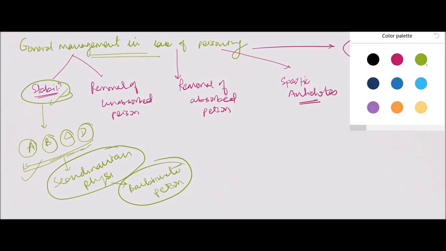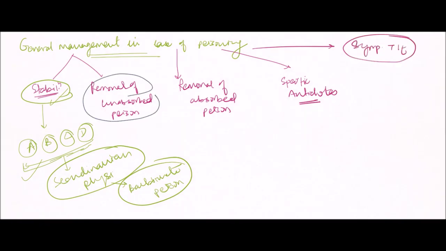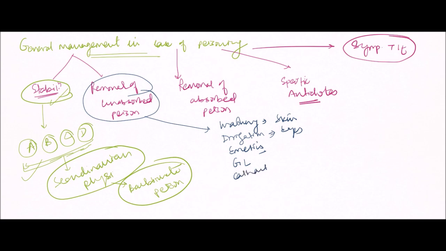Then after the step of stabilization, we will go for removal of unabsorbed poison. So how can we remove unabsorbed poison? By simply washing with soap and water from skin, or by simple irrigation of eyes, or by giving emetics, or by doing gastric lavage, or by cathartics, or whole bowel irrigation. So these are the methods which are used for removing unabsorbed poison.